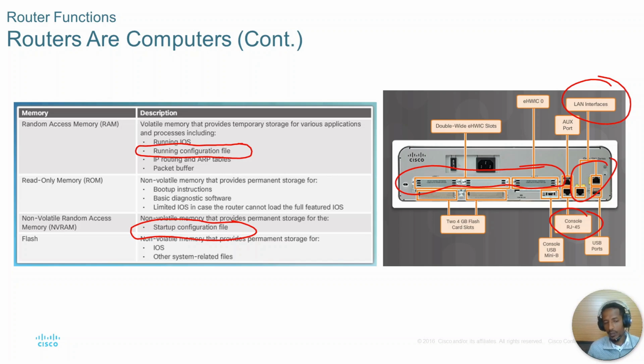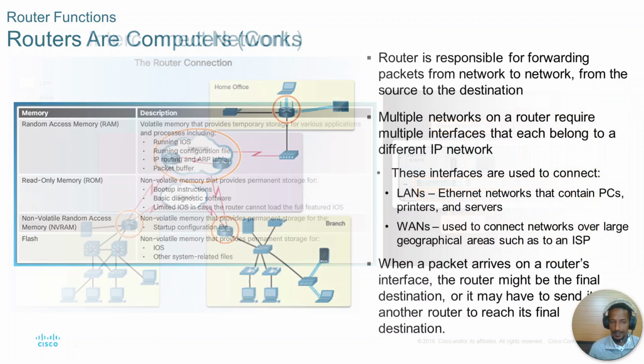So whenever you configure a router, the configuration that you are working on is stored in the running configuration, and when you finally store it on a permanent basis, that's called what? Startup configuration. Usually flashes are used for what purpose? Backup purpose.